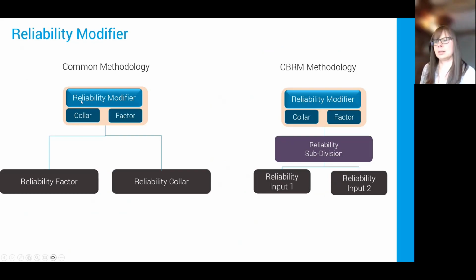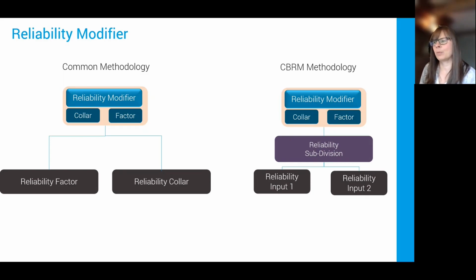So reliability collars. The common methodology uses a factor and a collar, and reliability is really a catch-all bucket for everything else that you haven't picked up to do with condition. You set a factor and you set a collar, and in Great Britain, if they use this mechanism, they also have to justify exactly why they've used that mechanism and why that's not picked up in the condition or the location or anything else. But they can use that as a bucket.